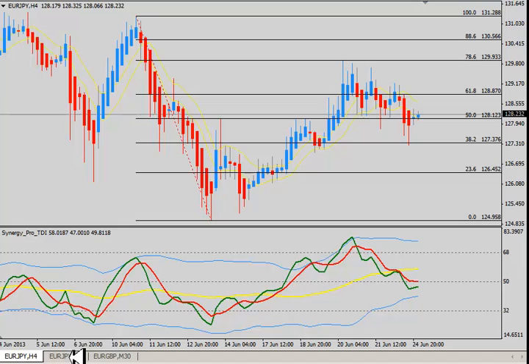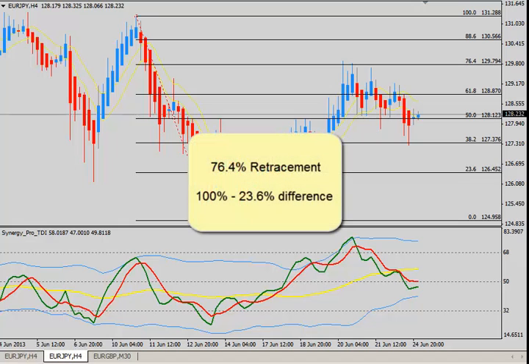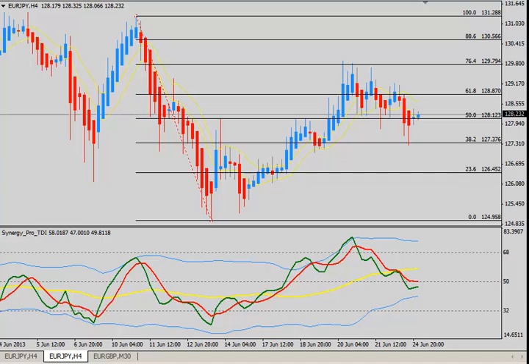Now, when it comes to the 76.4, I've found that that's simply a difference between the 100% minus the 23.6%. Some refer to that as an inversion. And that's a level that sometimes it is as well. Again, the difference between them pip-wise is very slight. I found personally over the years the market has a tendency to go more towards the 78.6.